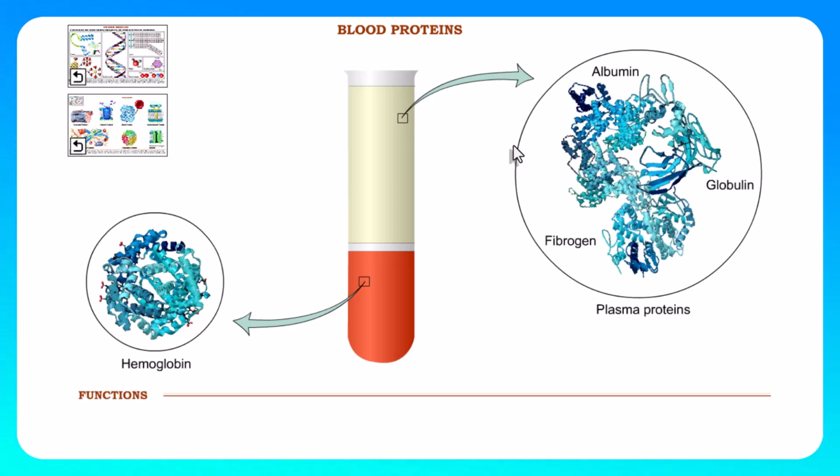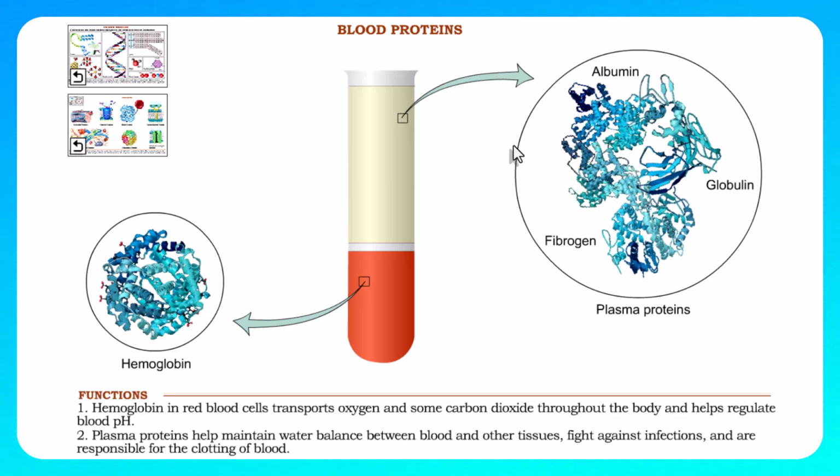Blood proteins. Hemoglobin is one example of blood proteins. This one is found in red blood cells, and it is involved in transporting oxygen and some carbon dioxide throughout the body and helps regulate blood pH.